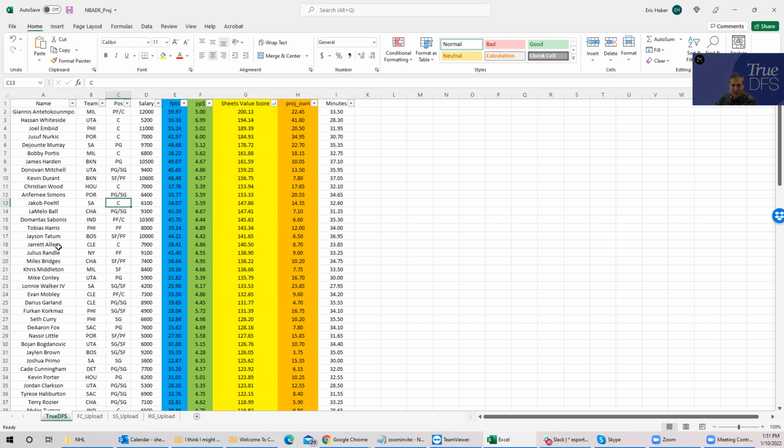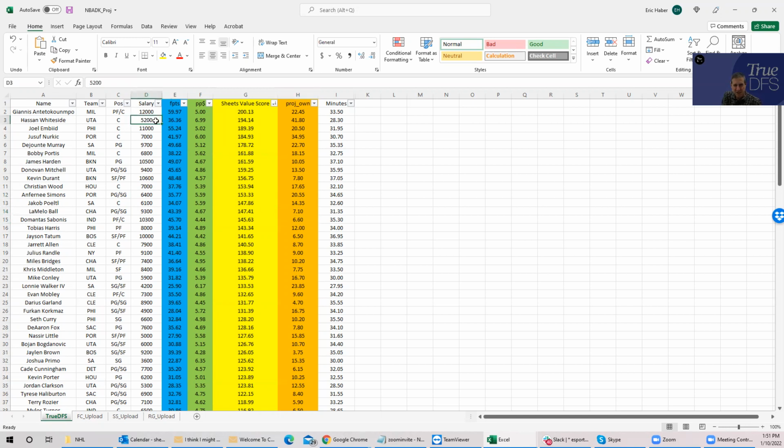I'll give you an example here. Although the prices are different, you have Anthony Simons with a value score of 153 compared to LaMelo Ball's 147. But Simons is at 20% ownership and LaMelo is down at 7. So maybe it's a better play at the shooting guard position to play someone like LaMelo as opposed to Simons, even though Simons might be slightly better value. Okay.